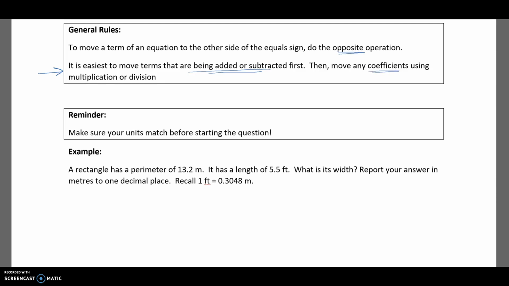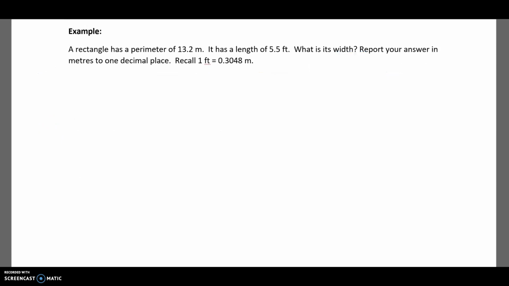You may have noticed in our examples so far that our units have always matched, so we haven't had to worry about that. As a reminder, make sure that your units match, so we're dealing, for example, all in feet or all in meters, before you start doing this algebra. We'll look at that in the next question. Here we have a rectangle with a perimeter of 13.2 meters, and we know the length is 5.5 feet. We again want to find the width. We'll report our answer in meters to 1 decimal place.